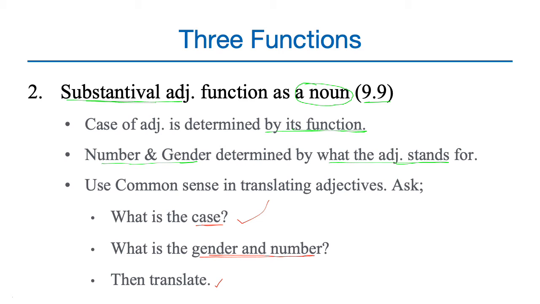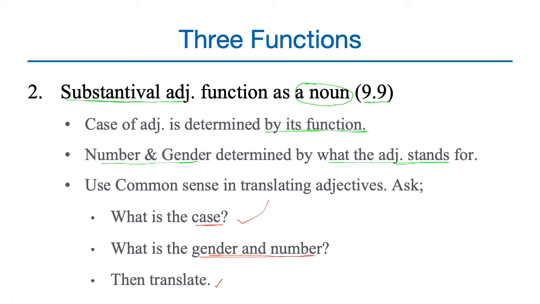Continuing the three functions of the adjective. Substantival adjectives, substantive or substantival adjective. Here is a case where an adjective functions as a noun. How do you know? The case of the adjective is determined by its function in the sentence. Number and gender are both determined by what the adjective stands for.